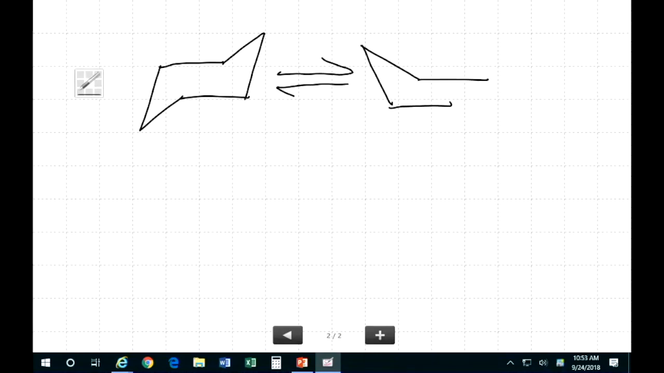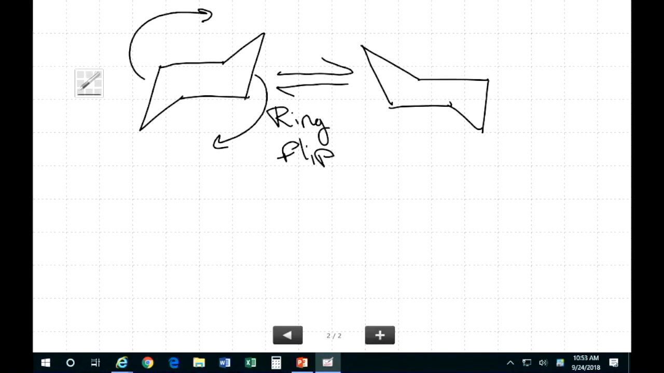So we have our cyclohexane, our chair conformation. There's actually two chairs for every cyclohexane, and they go back and forth, and they do what's called a ring flip. Now I'm not just grabbing it and rotating it around, I'm not doing this.